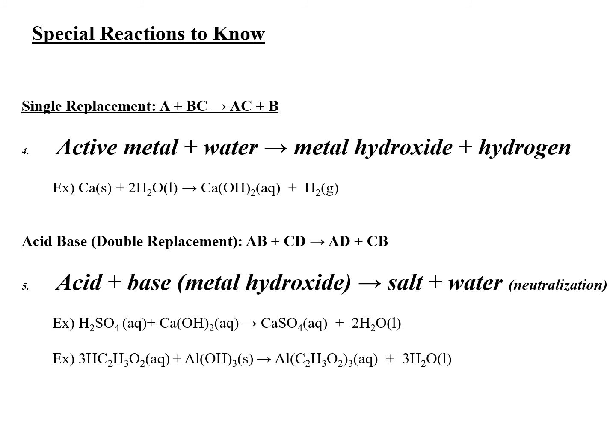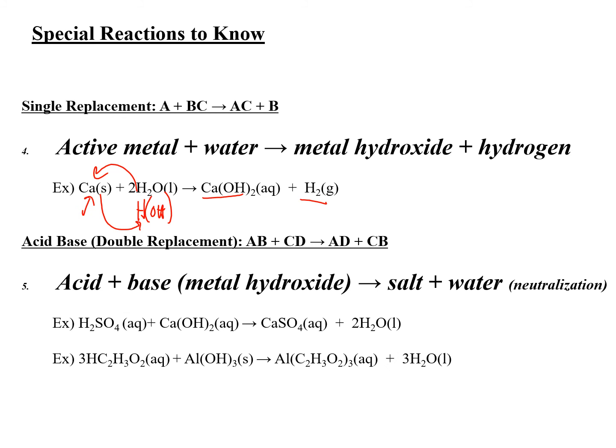The special single replacement that you want to know is an active metal, group 1 or group 2, plus water gives a metal hydroxide plus hydrogen gas. So when we're predicting these, when you see an active metal plus water, it's often helpful to think about the water as HOH, and the metal will always replace the hydrogen. You see how we get the calcium hydroxide and then hydrogen by itself written as a diatomic?